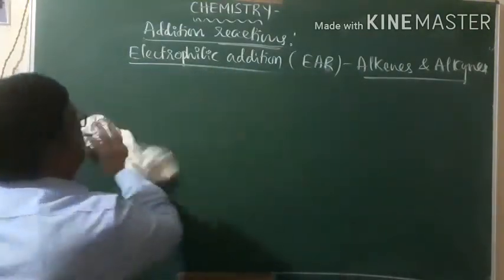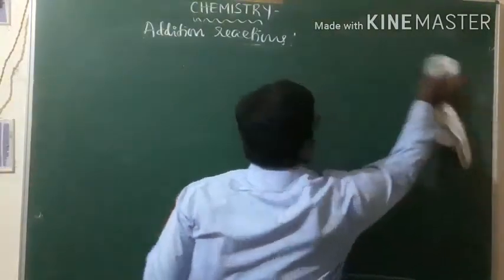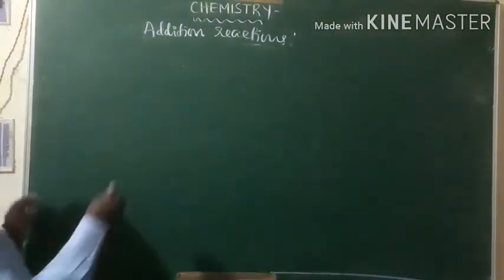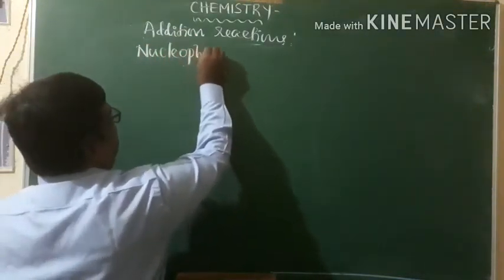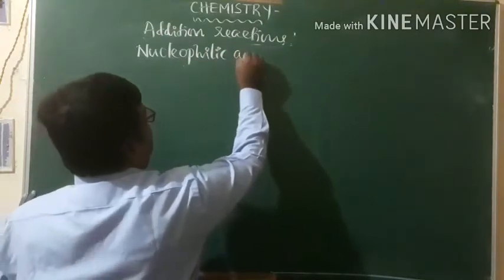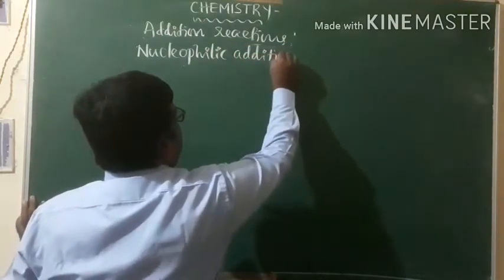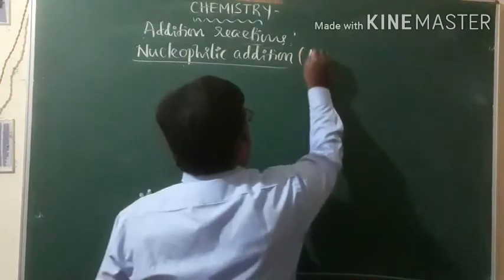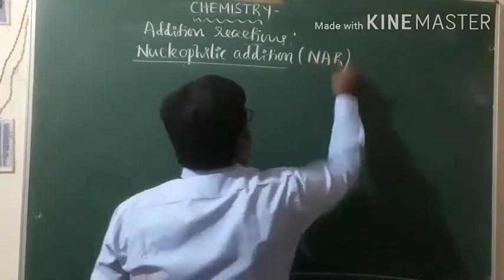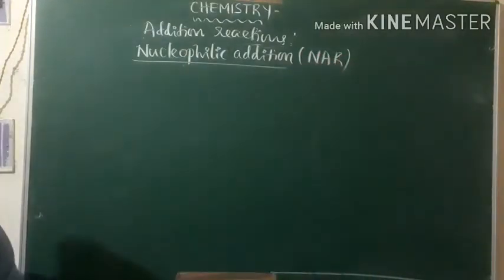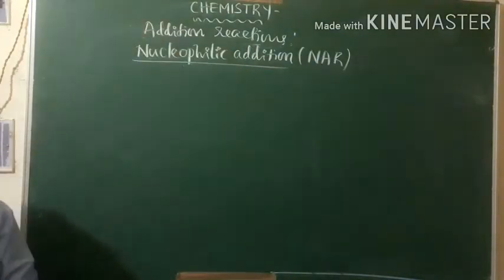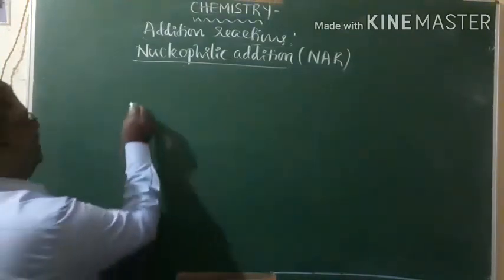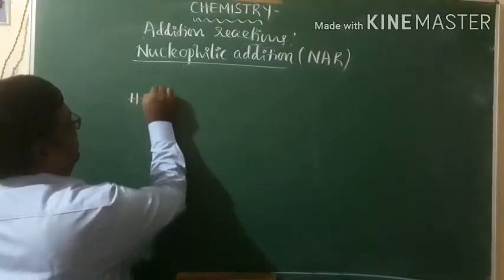Now at this moment, we'll go for one more type of addition reaction, that is called nucleophilic addition reaction. As the name itself indicates, nucleophilic addition reactions will be initiated by nucleophiles. I can abbreviate it as NA. If the addition reaction is initiated by the nucleophile, it is a nucleophilic addition reaction. Generally, nucleophilic addition reactions will be shown by aldehydes and ketones.